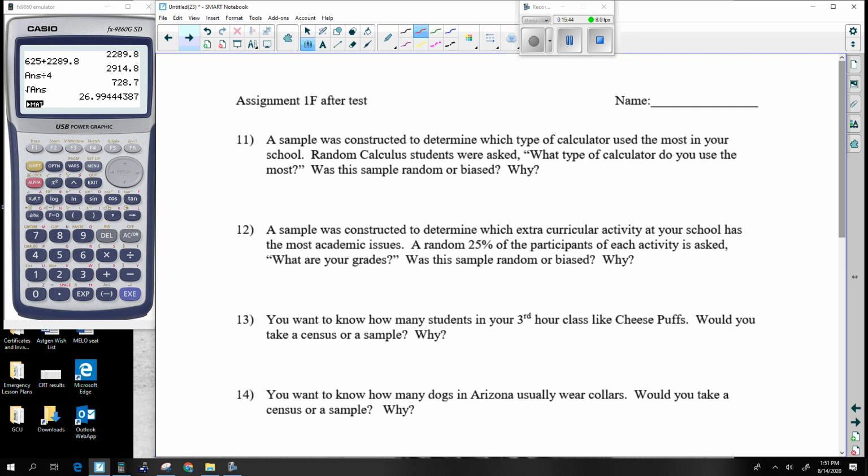Okay, and then this is just another continuation of knowing words and things like that. The sample was constructed to determine which type of calculator is most important at your school. So the population is the school. Random calculus students were asked, and so on. Was this random or biased? If you ask only calculus kids, you didn't ask the entire school. There's a lot of the quote-unquote school that isn't calculus kids. So this is biased. Why? Not everyone had a chance to be asked.